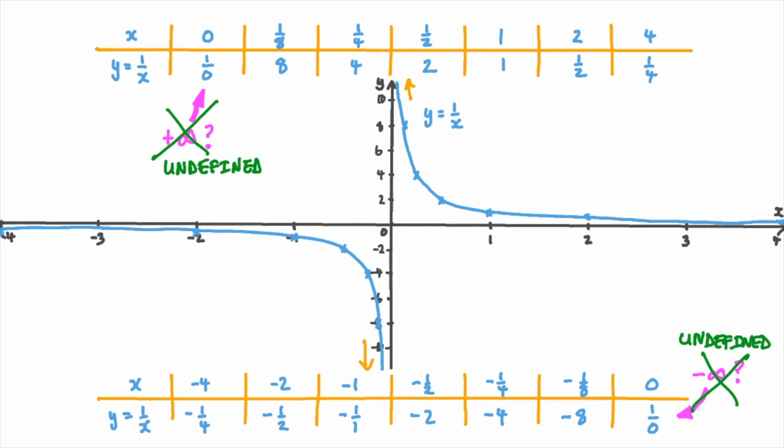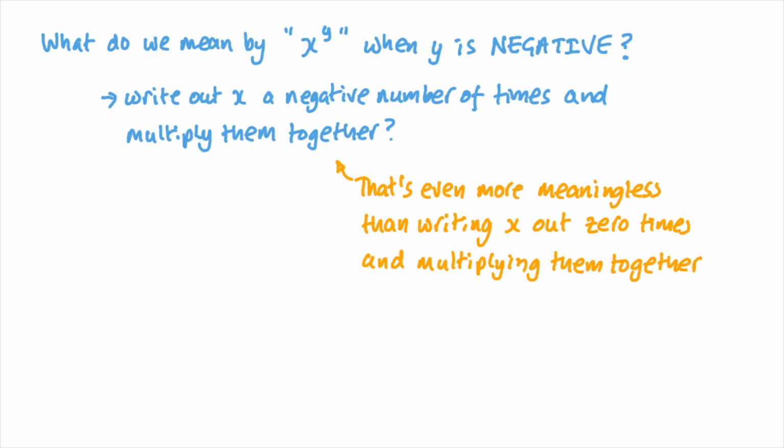We need to get back to our graph of y equals 0 to the power of x and try out some negative values. First though, let's just recap what we mean by x to the power of y when y is negative. Do we mean that we write out x a negative number of times and multiply them together? Well, how could we even do that? In fact, there's a mathematical convention that turns out to have some other useful applications with exponents.